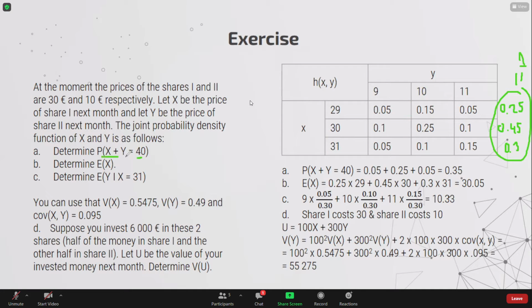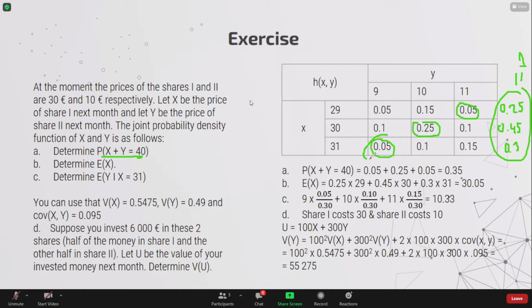We need to determine the probability that x plus y equals 40. What do we have? First case, if x is 29, y should be 11, because those two have to equal 40. So that's our first case. Then if x equals 30, y has to equal 10, which is just 0.25. In the last option, if x equals 31, then y should be just 9. So that is the number that we're looking for.